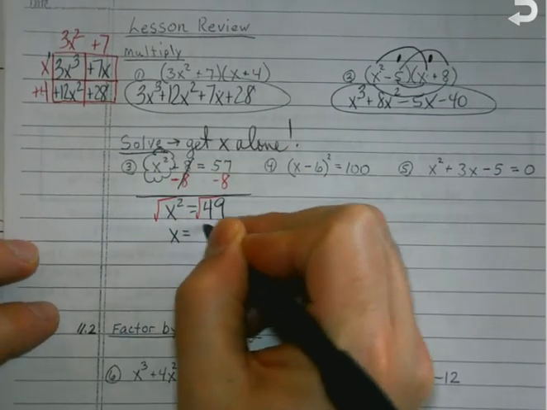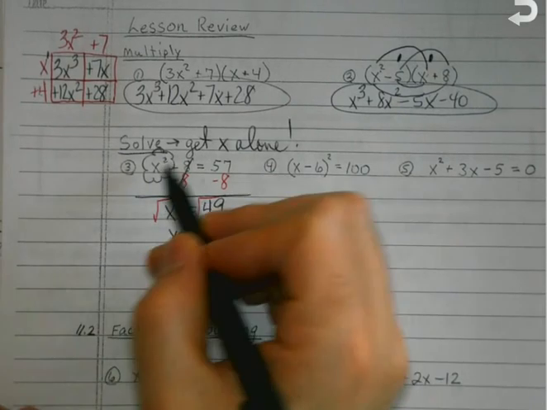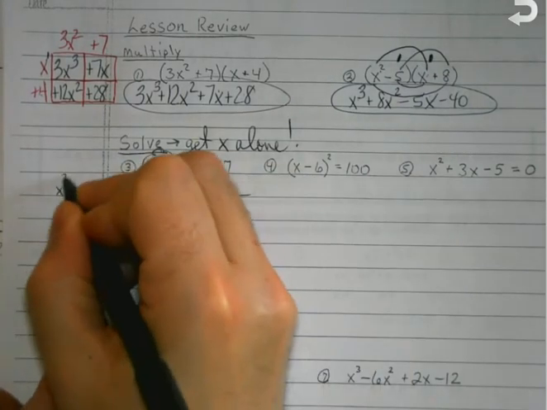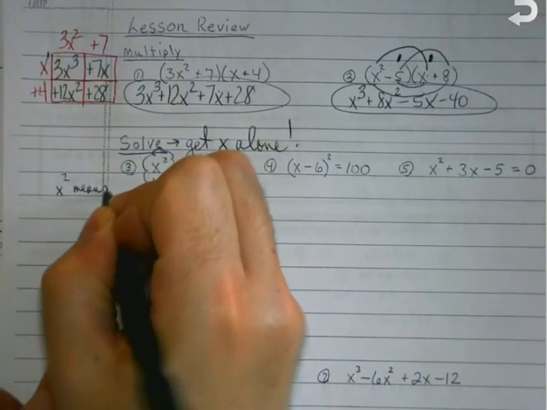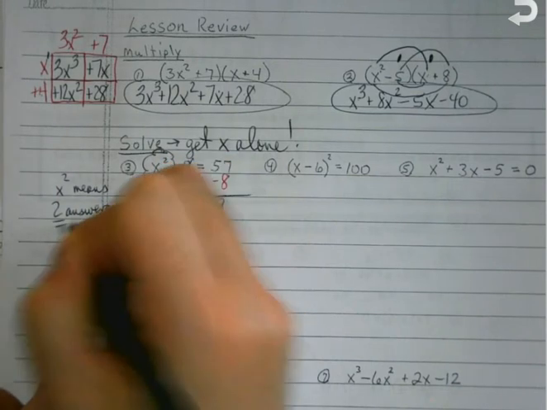A lot of people just go, okay, x equals 7. They'll go on to the next problem. Then they get partial credit. They're like, wait a minute. Square root of 49 is 7. That's true. But remember, x squared means there's going to be two answers.